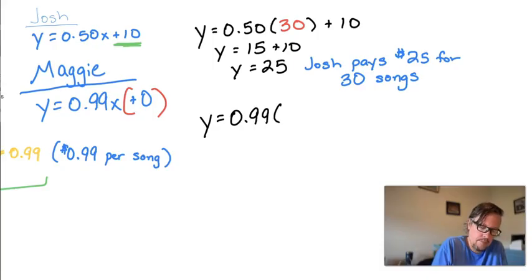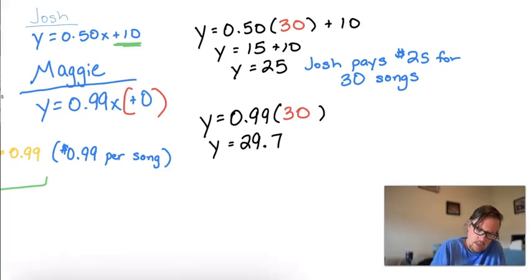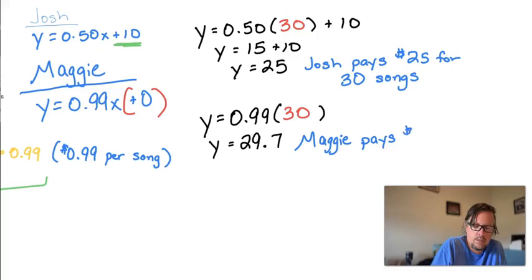So Maggie is 0.99 times 30. And again, we probably want a calculator to do 0.99 times 30. That's going to be $29.70. Oops. So Maggie pays $29.70 for 30 songs.